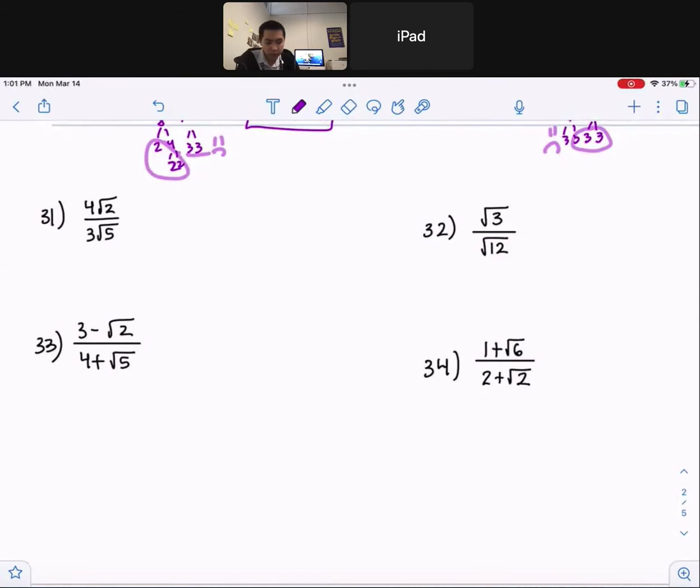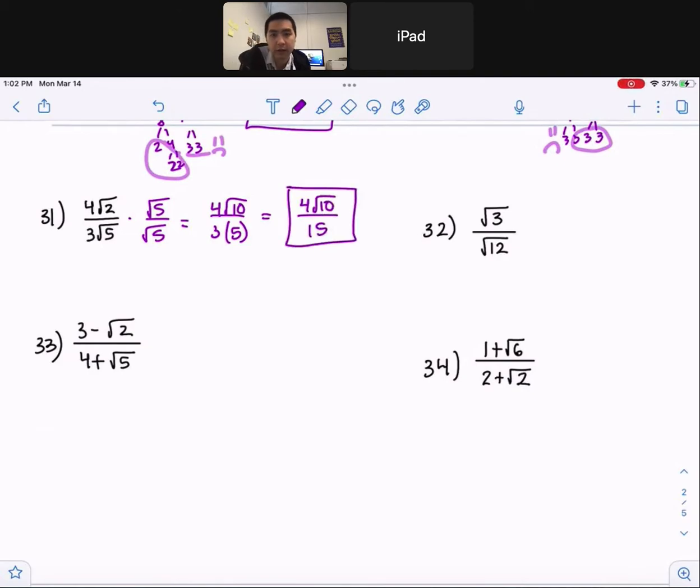Now, when there's only one term in the denominator, you guys, you just multiply top and bottom by that radical. So this one, top and bottom, radical 5. 4 radical 10 times 3. Radical 5 times radical 5, you guys, is just 5 with no radical, right? So we got 4 radical 10. 3 times 5, you guys, is 15. We can't simplify that anymore, so we're done. Can't do 4 divided by 15 or square root of 10. That's already simplified, you guys.